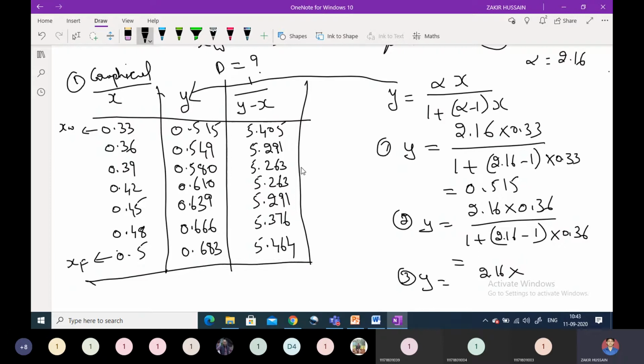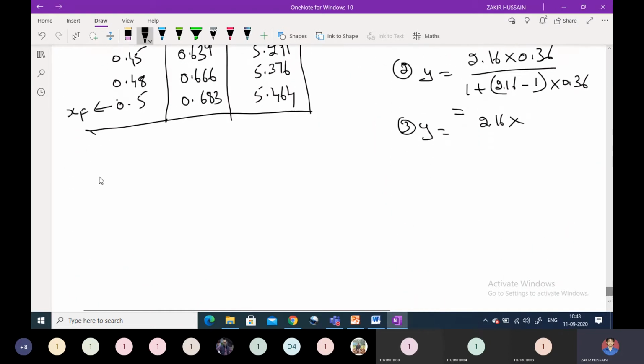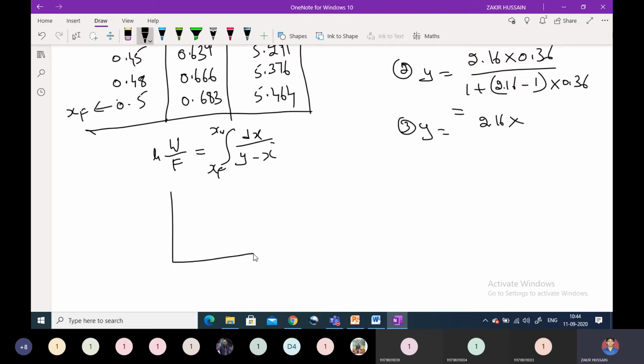Now we can plot the Rayleigh's equation. The plot is 1 by (y minus x) versus x. We already know Rayleigh's equation is ln(W by F) equals the integral from xF to xW of dx by (y minus x). So we need to plot x versus 1 by (y minus x).